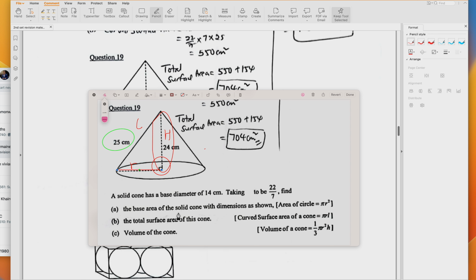How do you find the area of this? The side area actually is a rectangle. So you can write down, side area is equal to a rectangle. Rectangle area is L times B, right? Yeah, write down L times B.